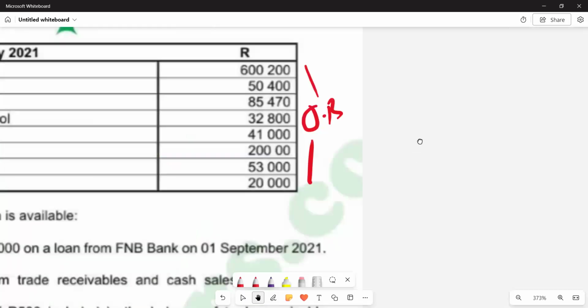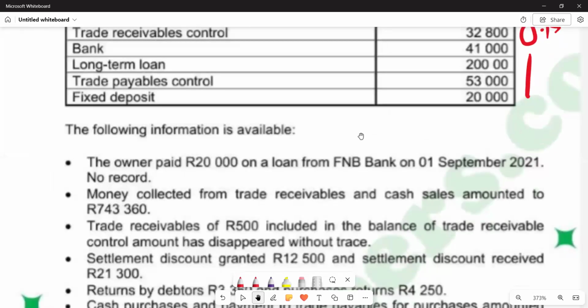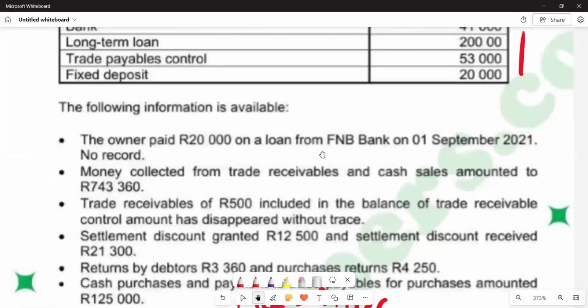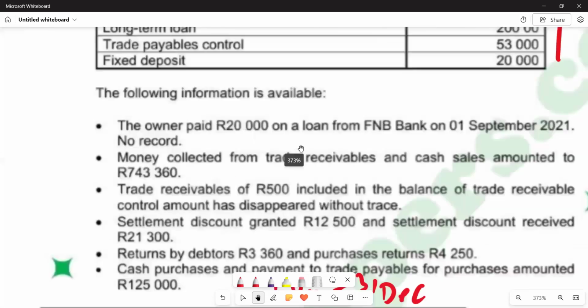If you come here, you will see that in the additional information, that's where we're going to pick some of the information that we're going to put there. So let's start with the first one. The first one is saying the owner paid 20,000 rands on the loan from FNB Bank on 1 September 2021. So we are not going to see this in the trade receivables control. We skip it.